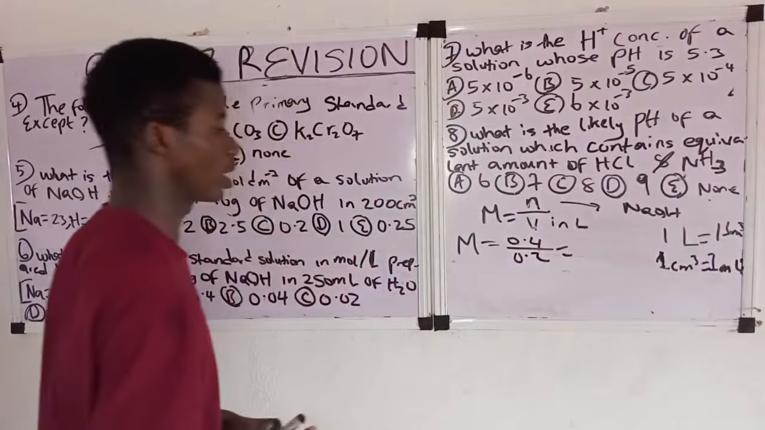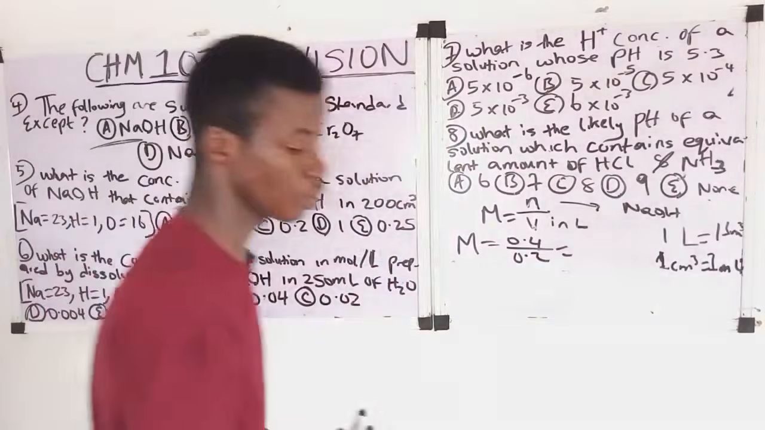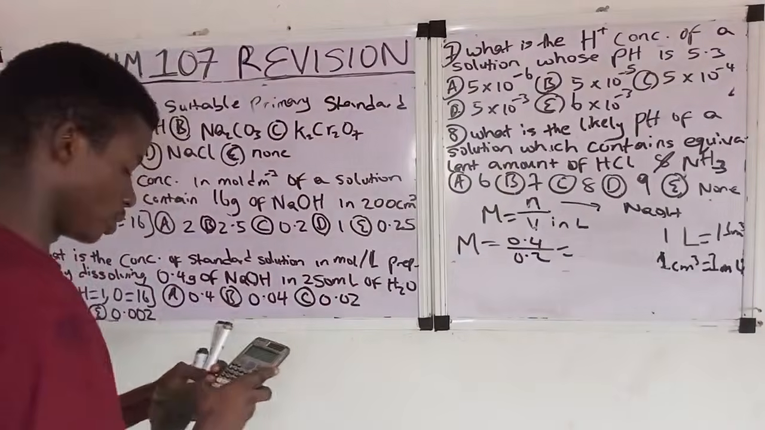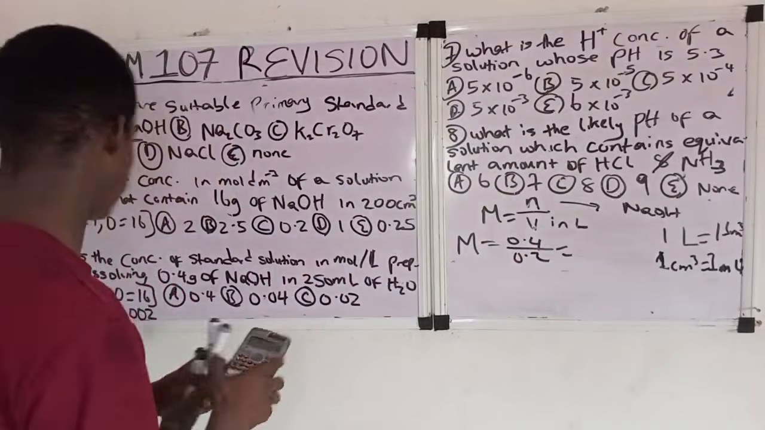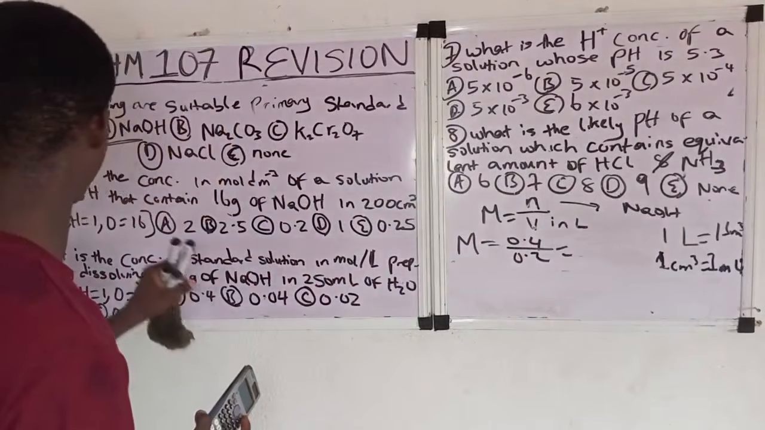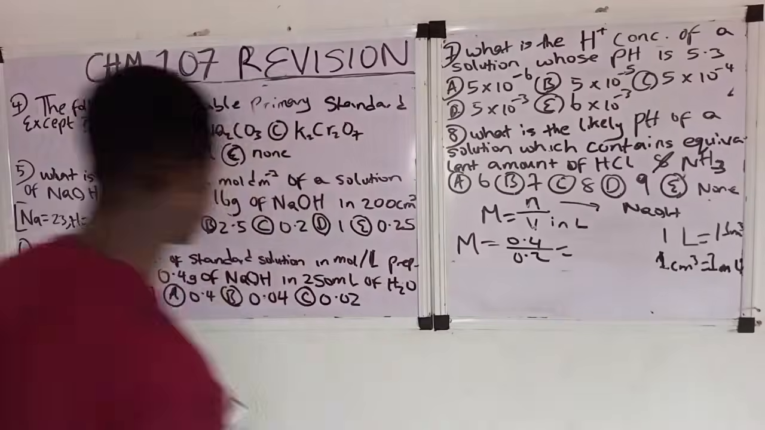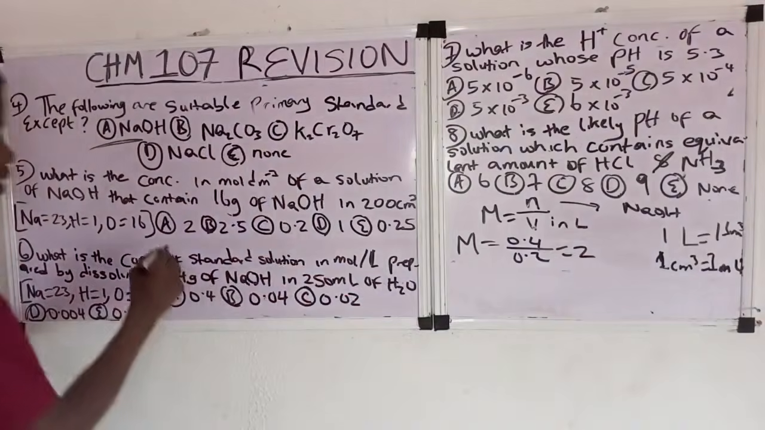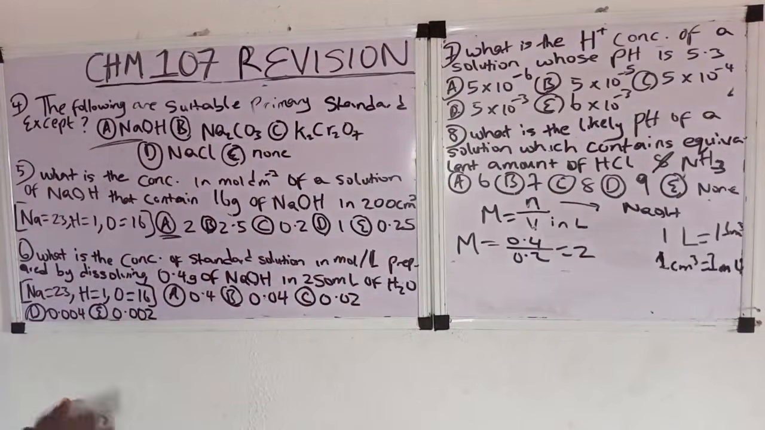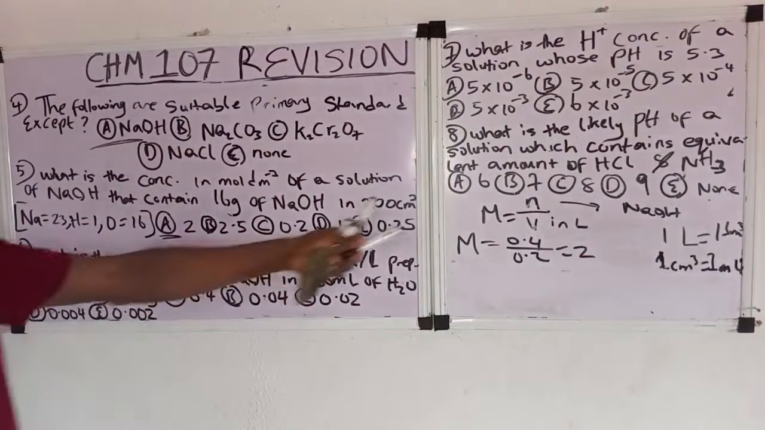If we divide everything, 0.4 divided by 0.2 gives us 2. So therefore, the answer is 2, which is A. Then let's go to the next question.